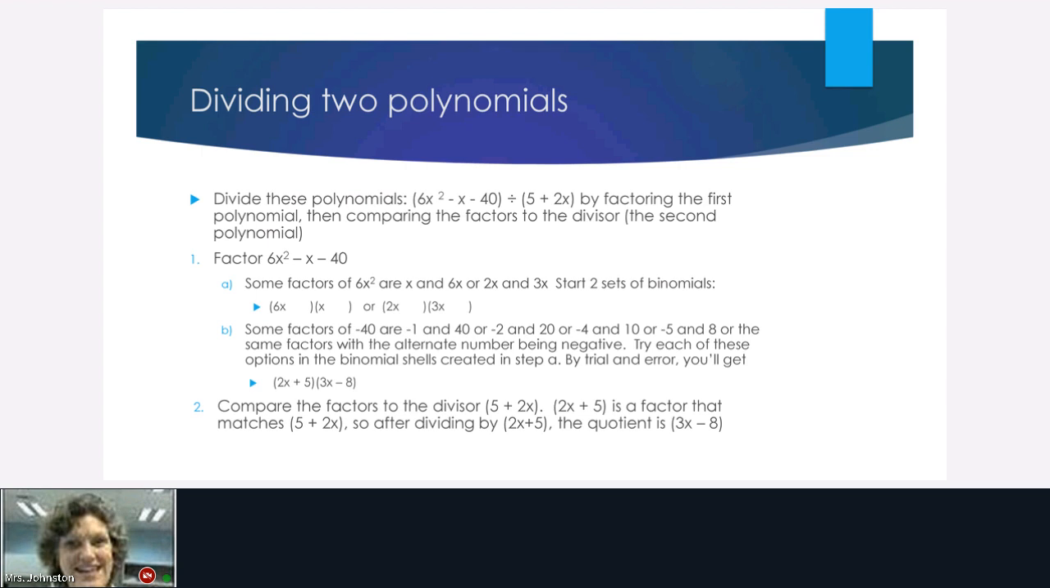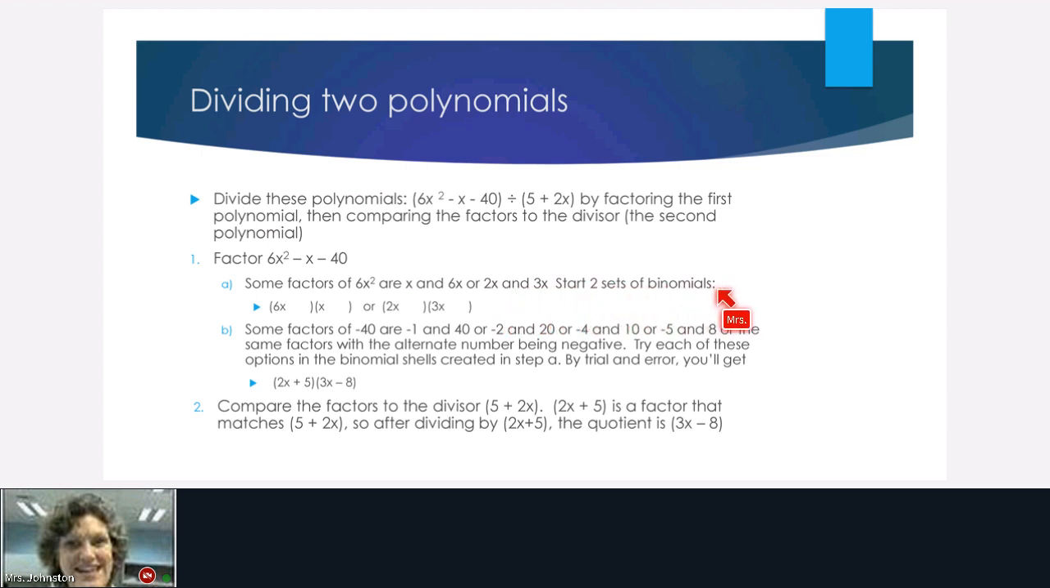Dividing these polynomials by factoring the first polynomial, then comparing the factors to the divisor. Now, this doesn't always work, but in this case it will, and this problem is one from your test. I've got a trinomial 6x squared minus x minus 40. Some factors of 6x squared are x and 6x, or 2x and 3x.